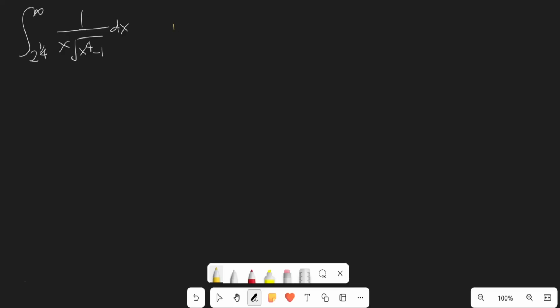So let's see how we can solve this integral. First, we can do a u-sub. We can let u be equal to the square root of x^4 minus 1.